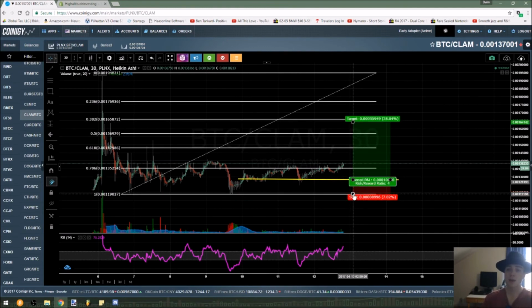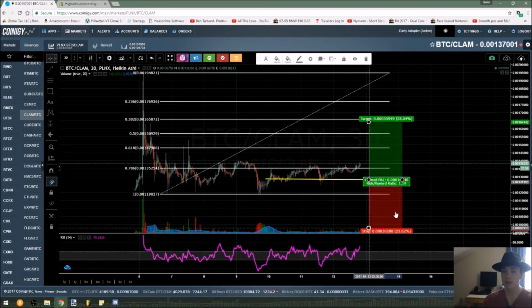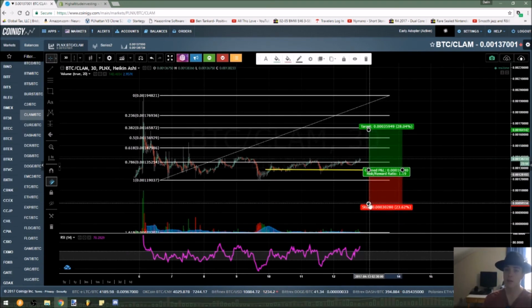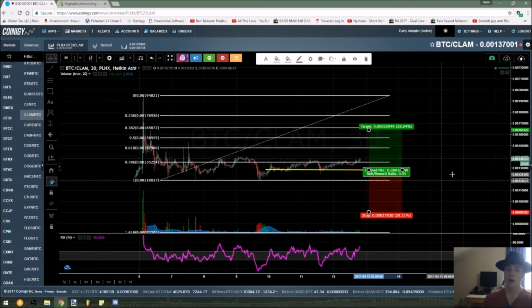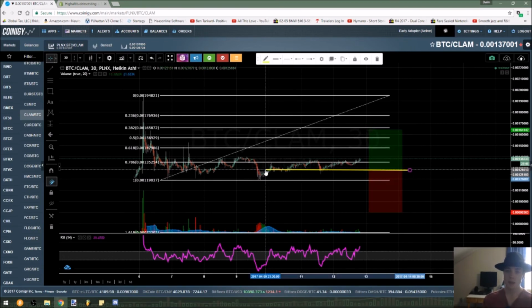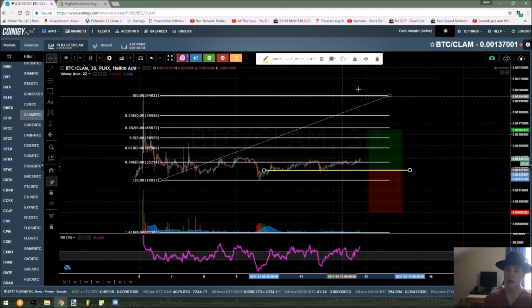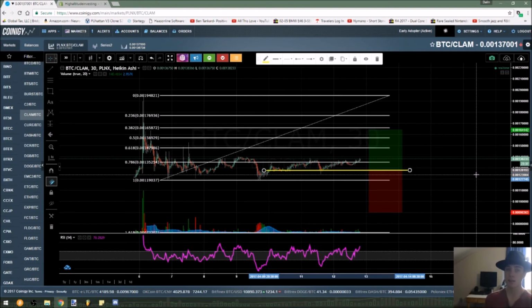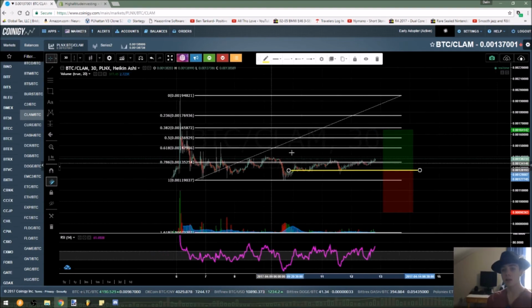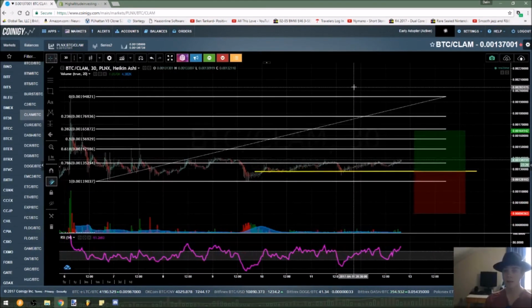Now, some people trade 50-50 risk to reward. That would mean you drag this stop loss down to 28%, and what that means is you have to win 50% plus of your trades to be successful. If you lose a trade, you lose 28%, but if you win a trade, you win 28%, so you have to win 50% plus of the time. So that's basically the idea behind risk to reward.